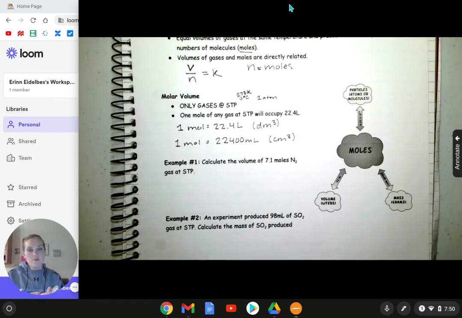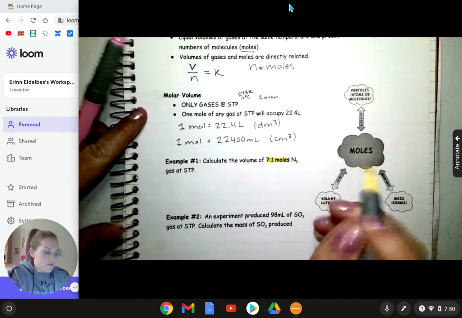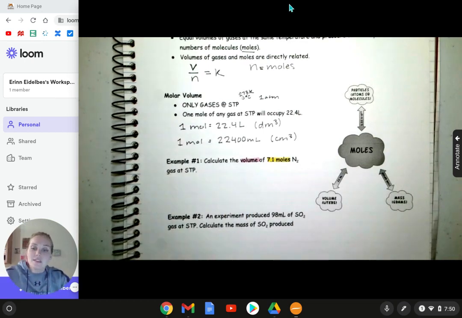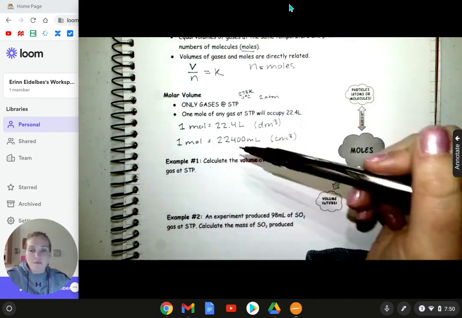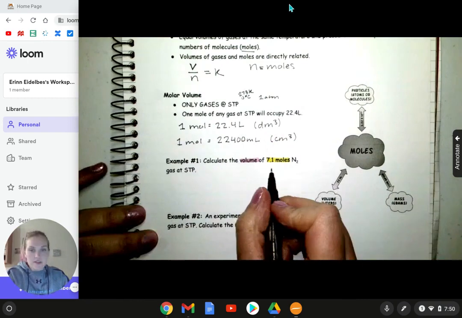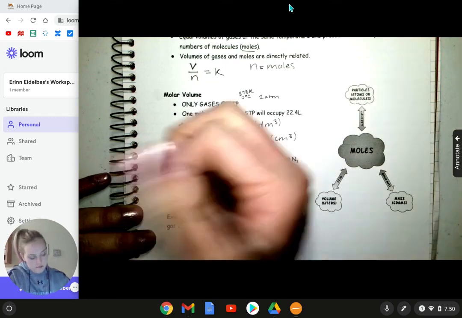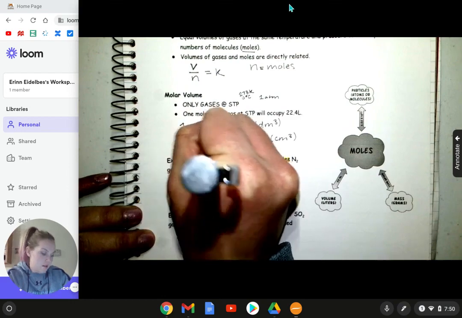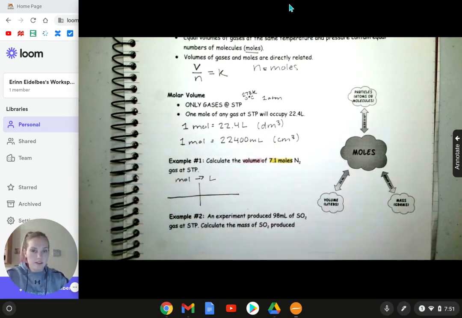Example 1, calculate the volume of 7.1 moles of nitrogen gas at STP. I'm given moles. I'm trying to find volume. And if it doesn't specify whether liters, milliliters, centimeters cubed, you can pick any of these. Again, just my given, and to find, I'm starting at moles. I need to go to volume. Write out my steps, and we'll go to liters, and set up my dimensional analysis there.